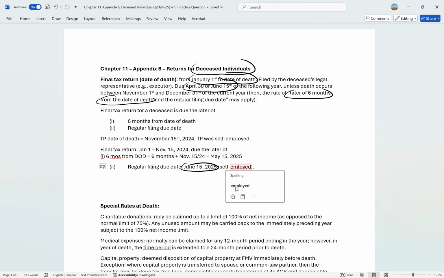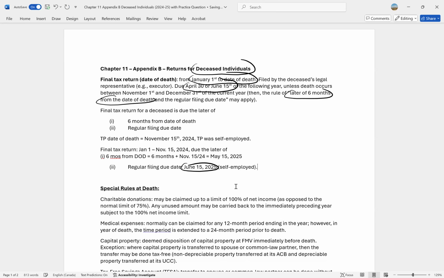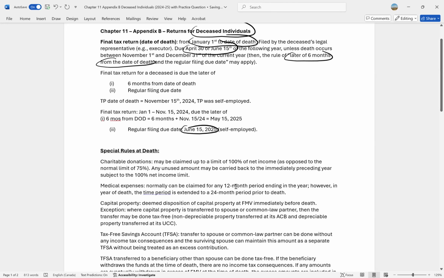So just keep in mind that if you end up working and filing tax returns for a deceased individual, the due date is the later of 6 months from the date of death or the regular filing due date. Now, there are some special rules on the date of death return. I summarize them here. This would be light coverage on the final exam. Don't expect any big questions on the date of death return, but these are special rules that are good to know if you ever come across a deceased individual's tax return.